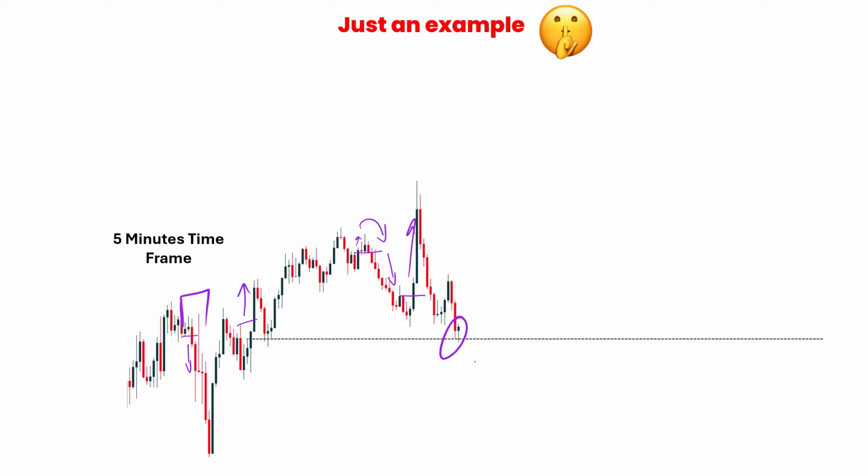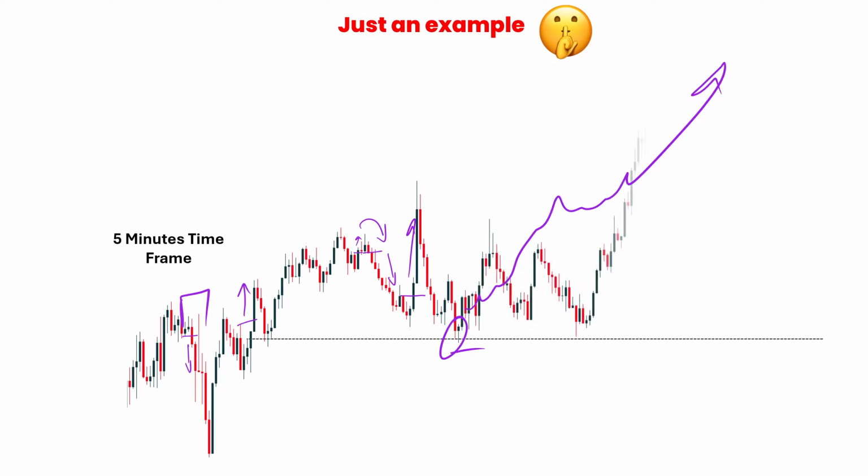So right now we enter the market here, put our stop loss somewhere, and then we wait for the market to move to the upside so that we can chill and watch how the market behaves. That's how it goes. And then we can clearly see that the market moved to the upside. But this was just an example. This is not a trading strategy.